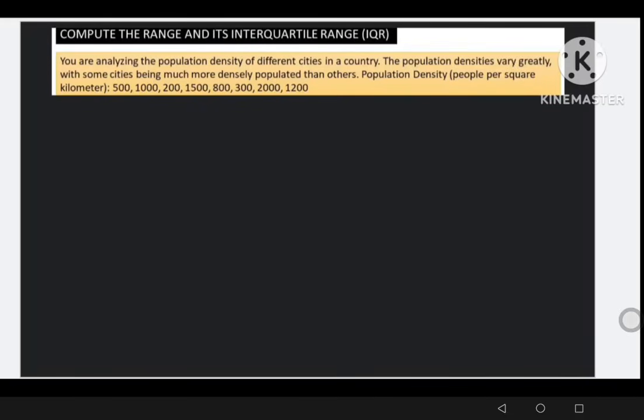Let's compute the interquartile range, or the IQR. In computing the IQR, first thing, we're going to put the numbers in order. So we're going to arrange the data from lowest to highest.